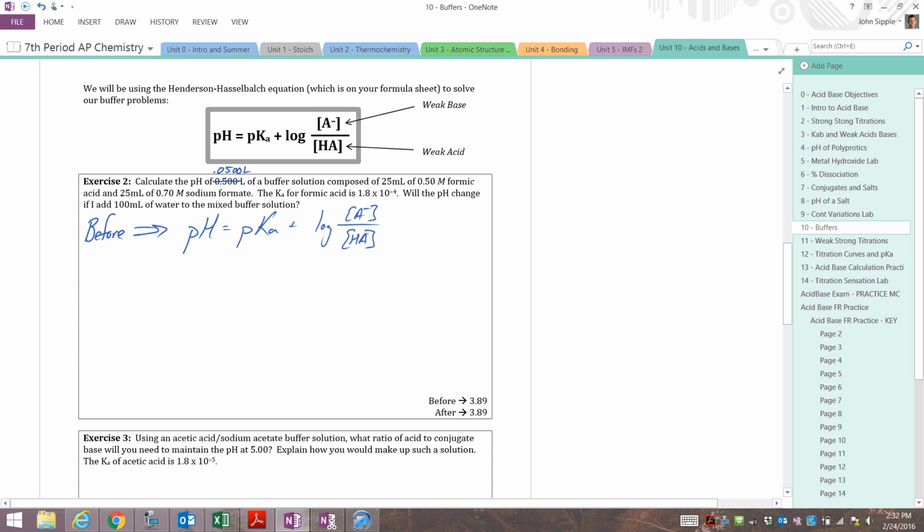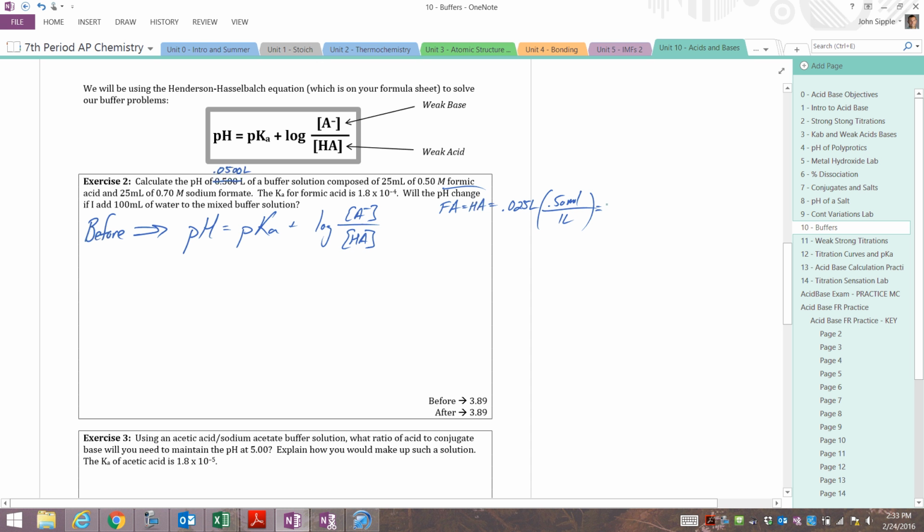Now we have to figure out what the concentration of each one of these is, because we have two solutions and we're taking 25 milliliters of each and pouring them together. So we have to find the new concentrations of our acid and our base. Let's do that real quick. For the formic acid, this is our HA, our acid, that's 0.025 liters times 0.50 moles for every 1 liter.